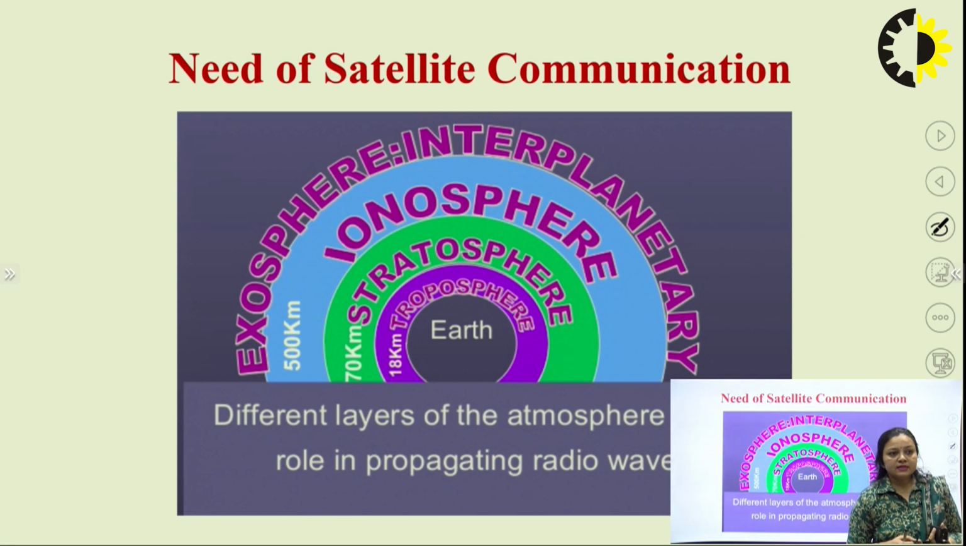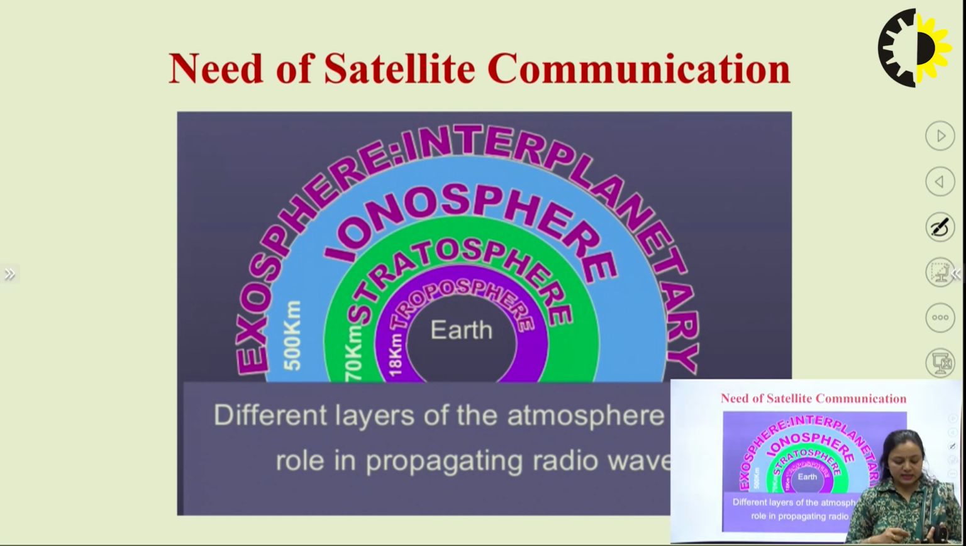So, now, what is the need of satellite communication? Why do we need to have a satellite? We have a ground, and as we go upwards in the atmosphere, we have different layers of atmosphere, which play a very important role in propagating these radio waves. At a certain height, around 18 km above the earth, we have the troposphere, then the stratosphere, ionosphere, exosphere. The attenuation increases as we go upwards.